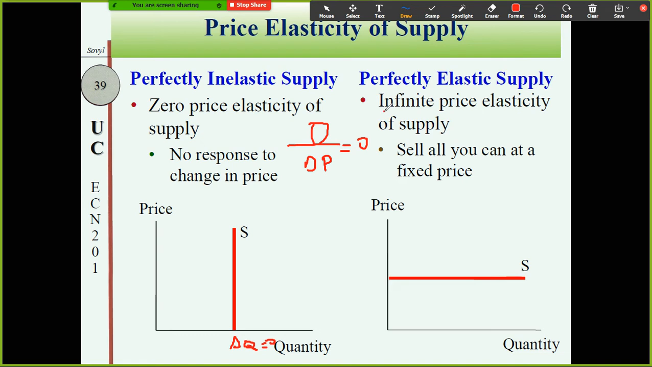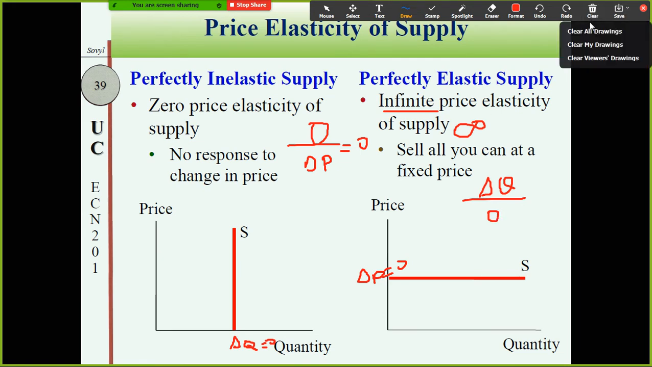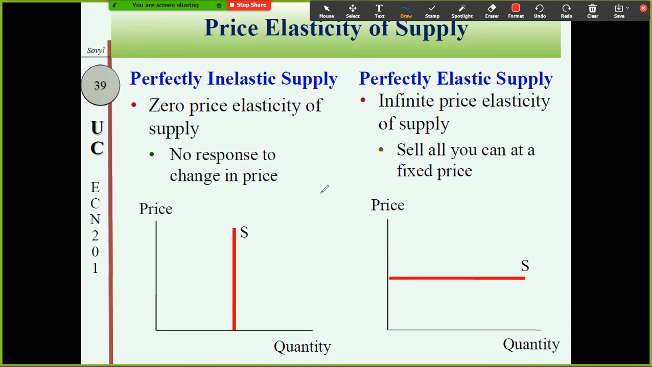But this one we call infinity. Why is it infinity? Because change in P equals 0, so change in Q is any number, but dividing by 0 is infinity. That's why this is also a special case, like the demand curve. The demand curve also has this shape.